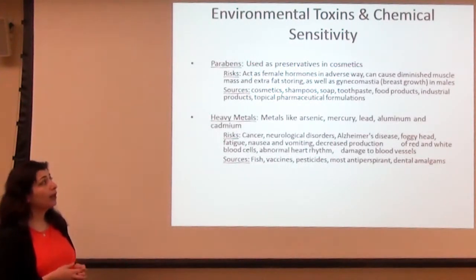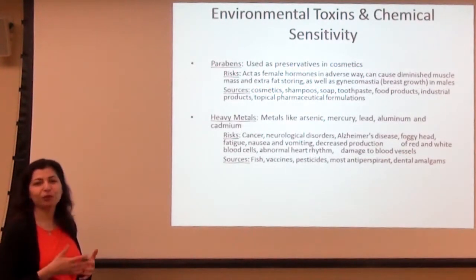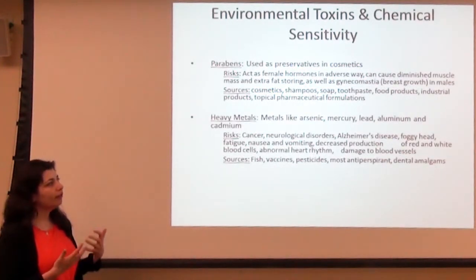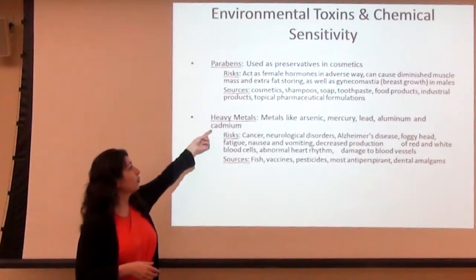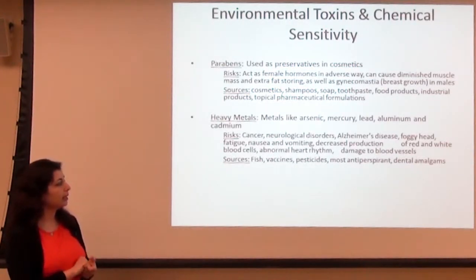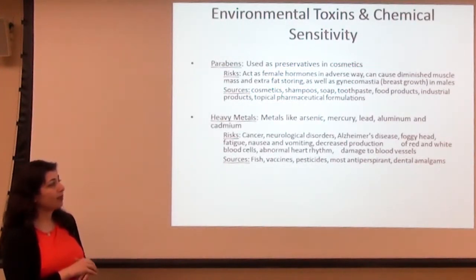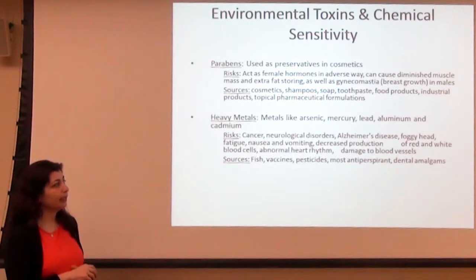Aluminum is another big one. Mercury can sneak in through eating sushi every day or through eating big fish. So definitely make sure you're not exposing your body to heavy metals because they come with costs, right? And by the way, cadmium's really rich in cigarette smoke. So again, lowering your exposure to all of these. Other ones, vaccines, pesticides, most antiperspirants are rich in aluminum, and dental amalgams, the mercury fillings.